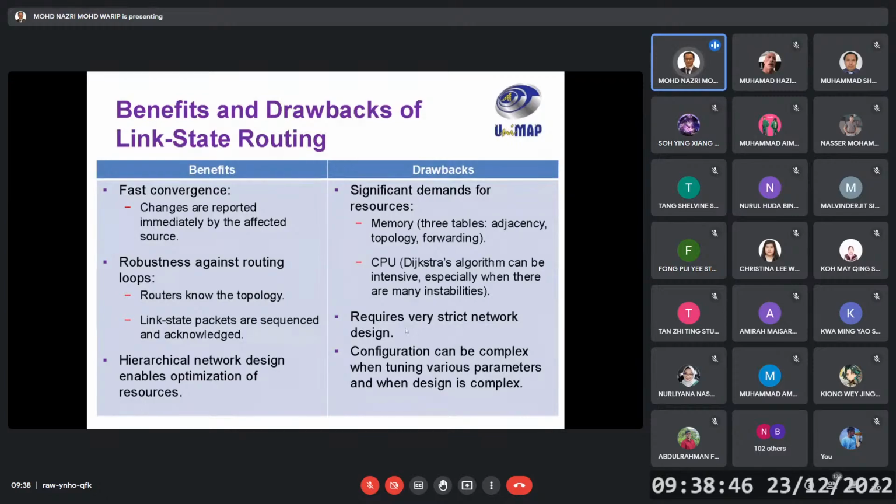It requires very strict network design. Configuration can be complex when tuning various parameters and when the design is complex. Of course, you need to know the configuration for OSPF. It is very complex but interesting. For me, most of my industry experience was configuring OSPF in Cisco routers.